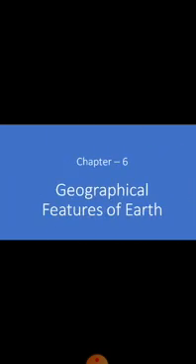In the previous class we learned chapter 6, Geographical Features of Earth. In this I explained latitudes and longitudes. Do you remember what we learned in the previous class? What are latitudes? Latitudes are imaginary lines that run from east to west on a globe.